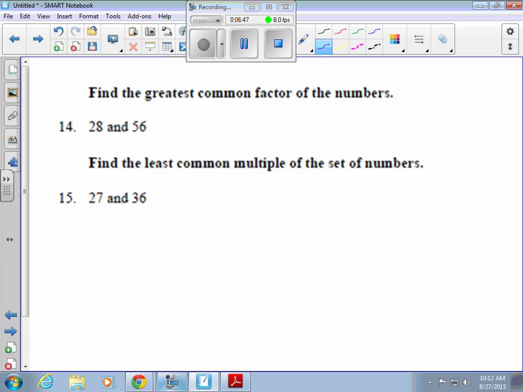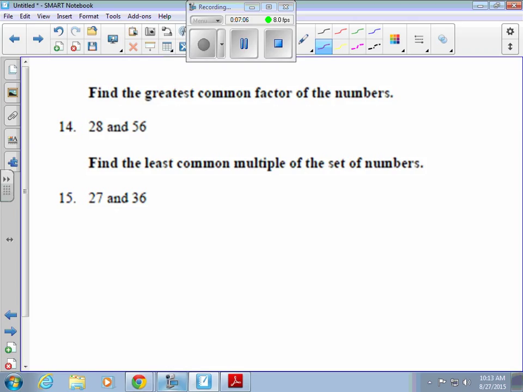Number 14, find the greatest common factor. That's a number that goes into both of these, not a multiple of both of these. People get these two confused, greatest common factor and least common multiple. The number 4 goes into both of them. There's a better number.